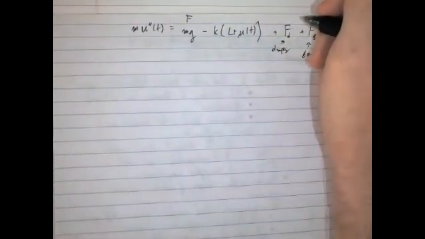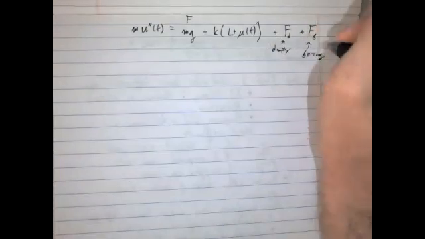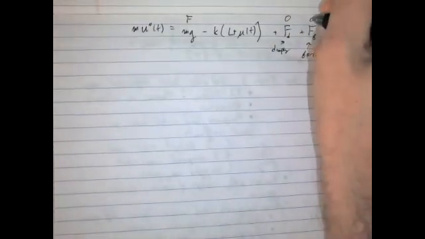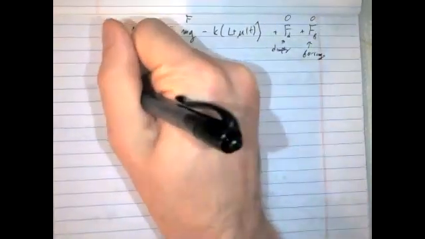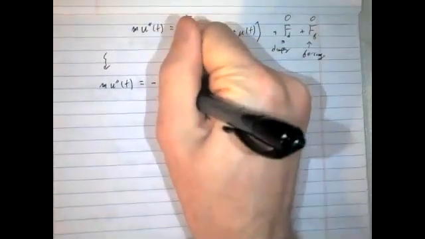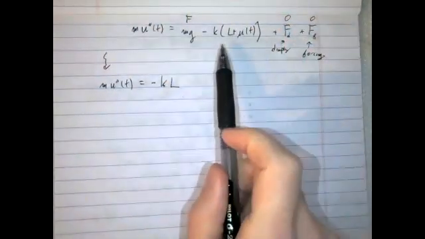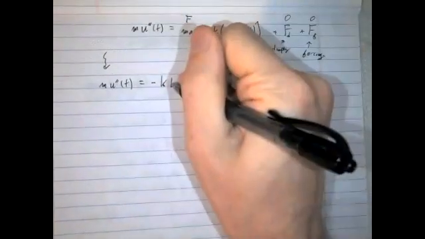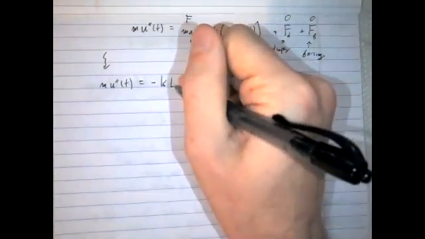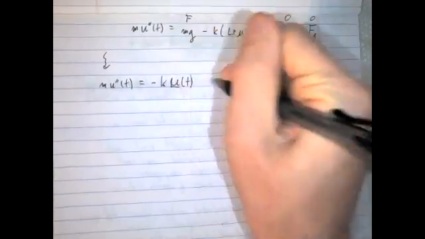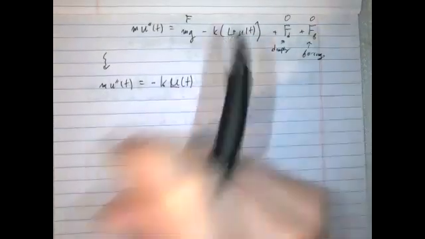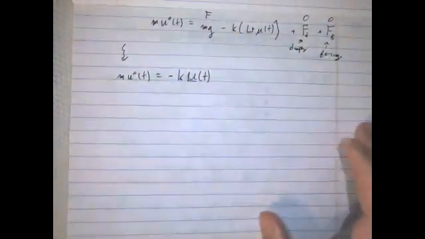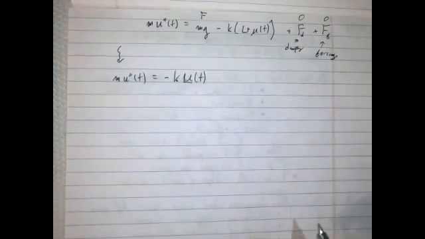So if we're working with an ideal spring, we're going to pretend that there's no damping and there's no forcing, so we set these two to 0, and we end up with the differential equation m u double prime of t is equal to negative k u of t. Remember that mg minus kL vanishes by our examination of the free body diagram, or by our examination of the mass at rest.